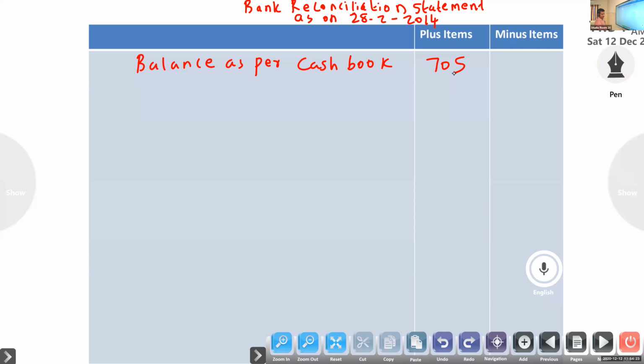Clear? First, suppose you are starting with balance as per passbook, then the passbook balance 1,502 is what you have to write. If it is started with the cash book, the balance c/d amount is what you have to write. So when an extract of the cash book and the passbook balance are both given, suppose you are starting with the cash book, balance as per cash book, 705, the balance c/d amount you have to write. Clear? Any doubt?